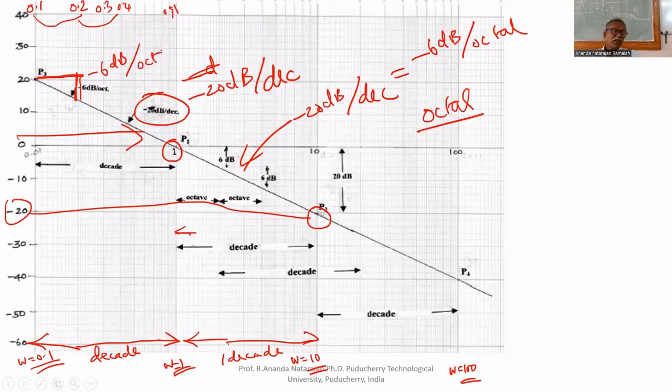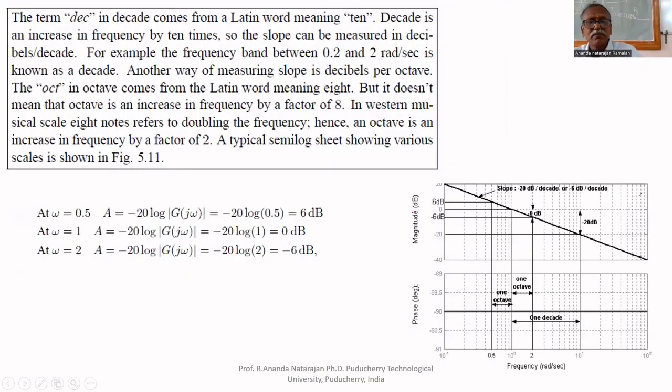Sometimes they may mention minus 6 dB per octal, so you should understand that both are the same. There are two scales: one is the octal scale and the other is the decibel scale. One decade means multiplication of the frequency by 10. Octal means doubled, twice. So the octal scale means minus 6 dB per octave.